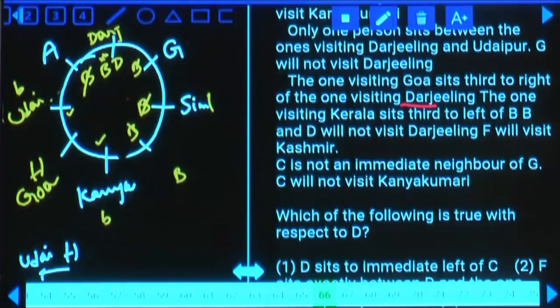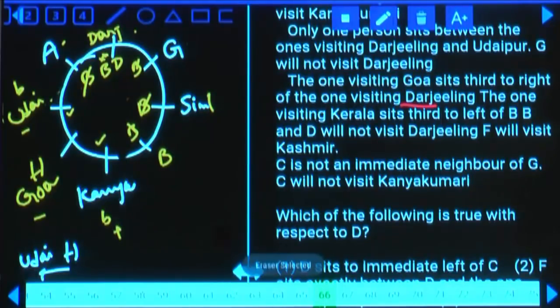Done with this? And in this one, B and D will not visit Darjeeling, and F will visit Kashmir. F will visit Kashmir here. Now if you take B at this place, F cannot be at this place because this person is Kanyakumari. F cannot be here, Kanya cannot be here, and so on. There is no possibility for this F at all, which implies that B cannot be at this place. Hence where should this be? B must be here.